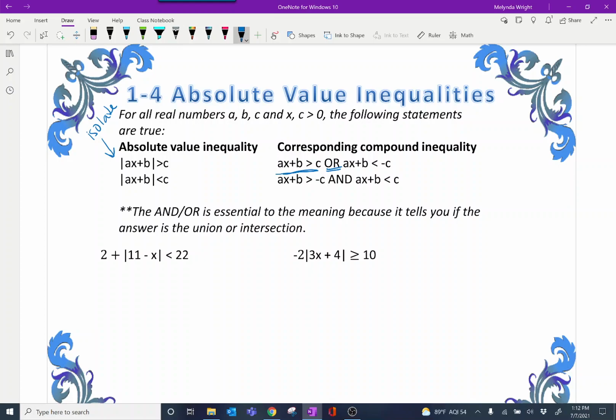What if, once we've isolated the absolute value, we have a less than sign, that the absolute value is less than some items over here on the right? Well, a less than sign can be split up like this, where you have ax plus b is greater than negative c and ax plus b is less than c. What I like to do, what makes sense to me, is to set it up like this.